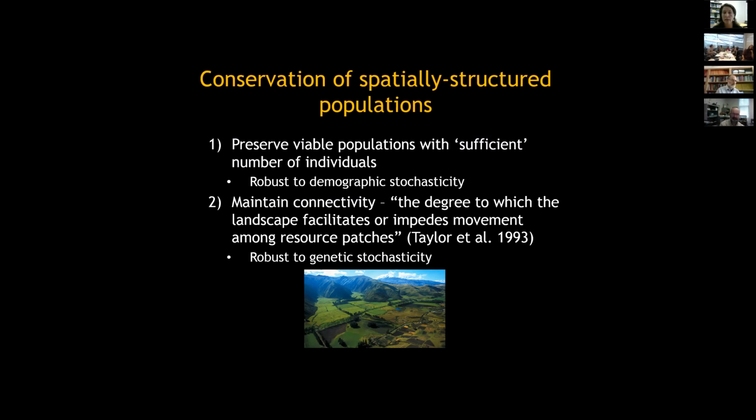The first one is maintaining populations that have enough individuals. Of course, the number of individuals required is going to vary by species, but it should allow the population to be robust to demographic stochasticity. And the second is to maintain connectivity. The idea is to permit sufficient levels of dispersal and gene flow so that the populations are robust to genetic stochasticity. However, connectivity, like sustainability I mentioned earlier on, is rarely expressed as a measurable objective, and it's rarely quantified and measured from observations of individuals like we collect on these camera trap studies.